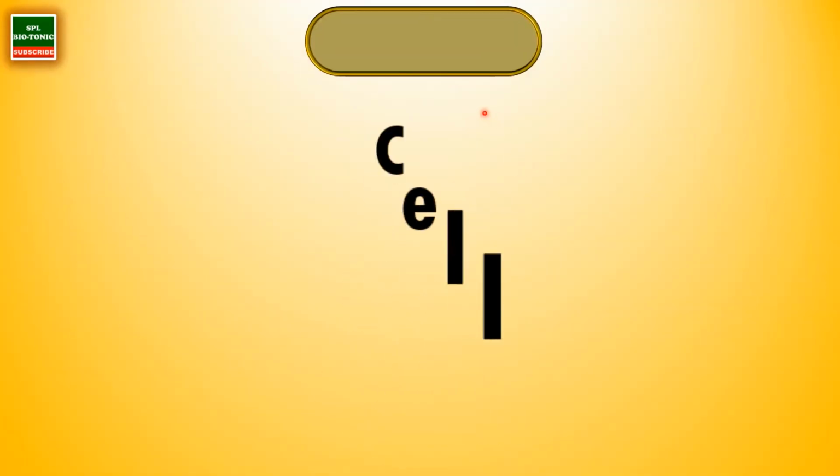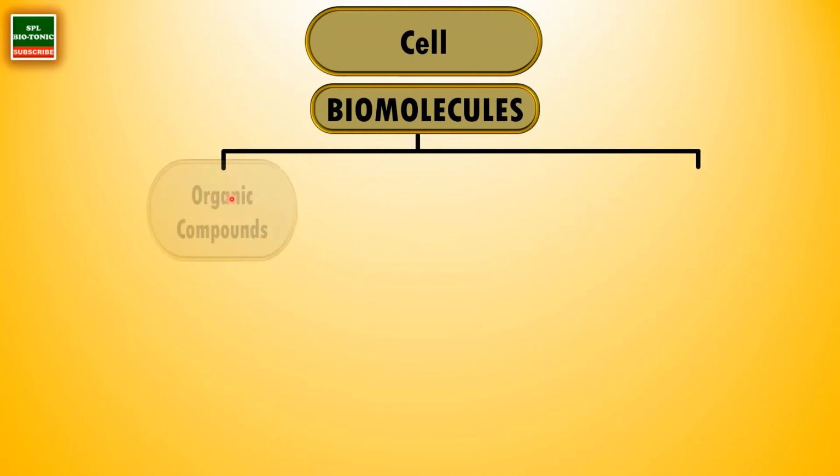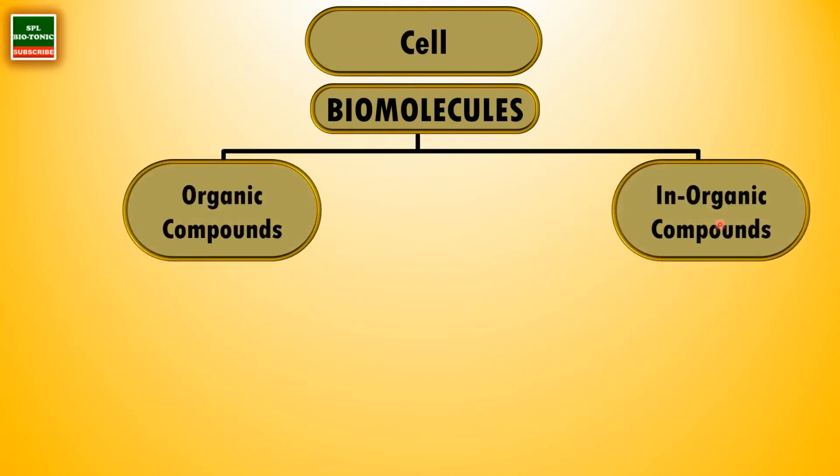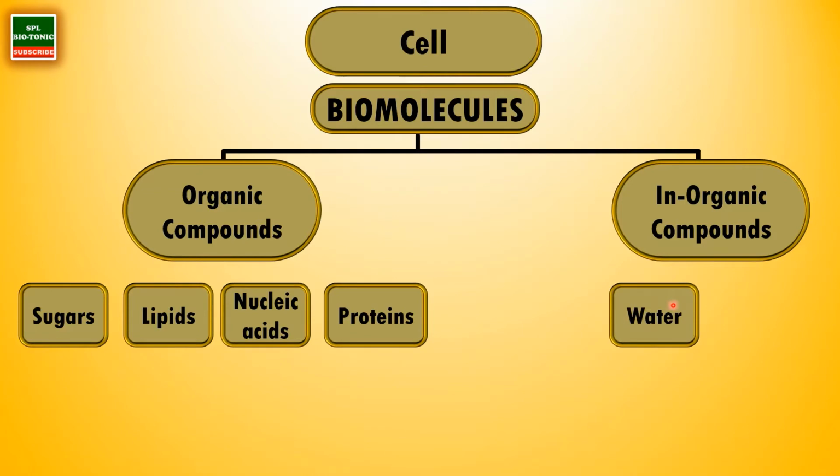Now the cell contains biomolecules. These biomolecules are broadly divided into two main types, organic compounds and inorganic compounds. Organic compounds are divided into sugars, lipids, nucleic acids and proteins, whereas inorganic compounds are water and minerals.